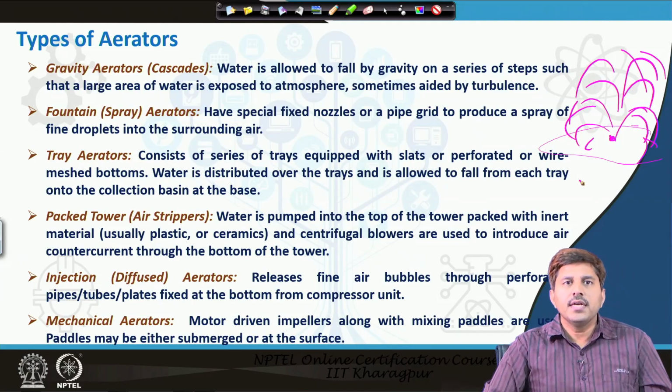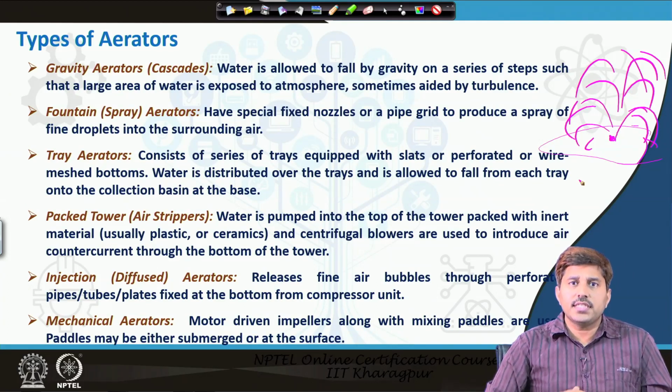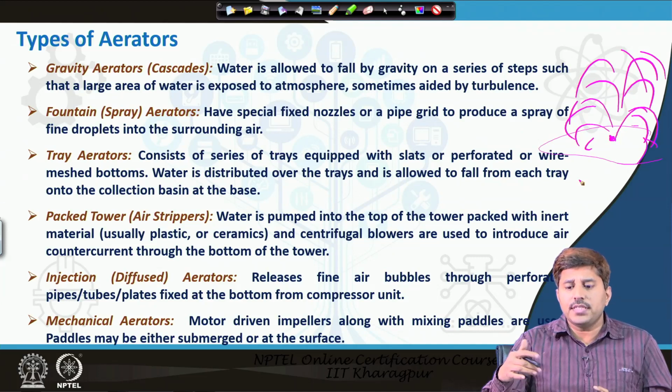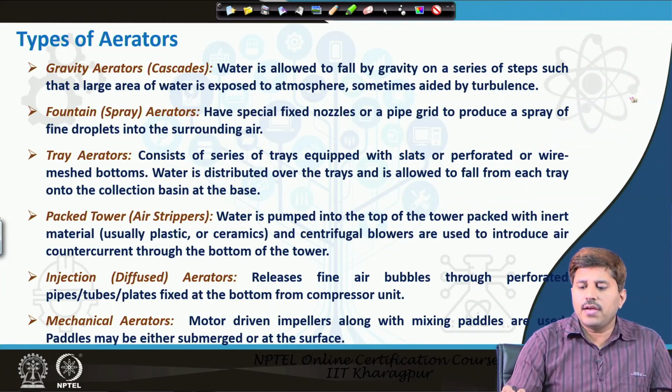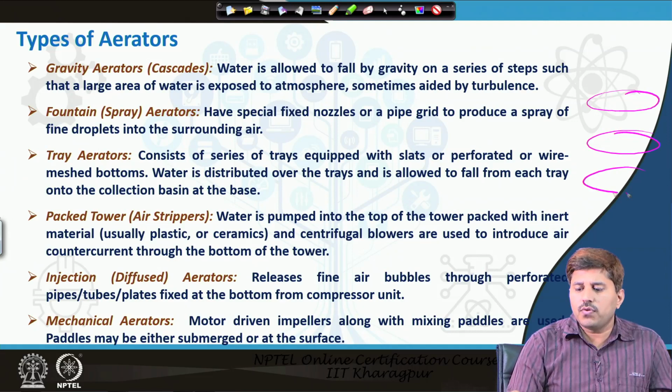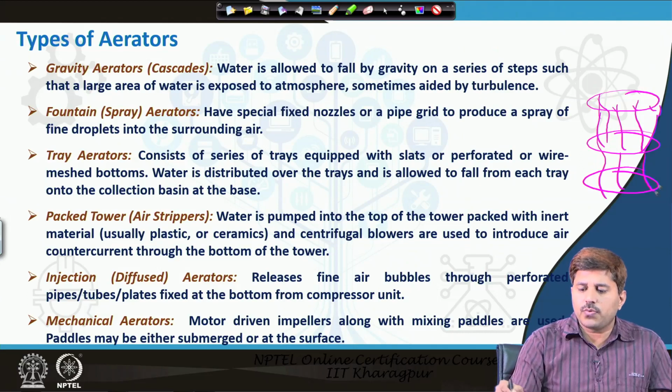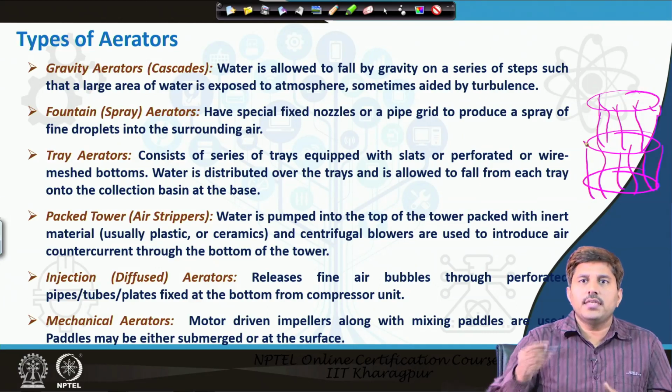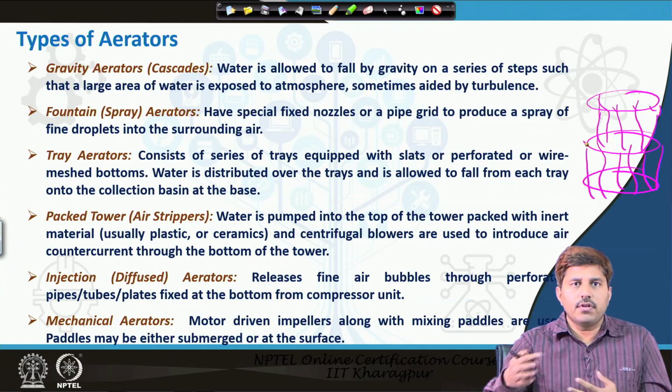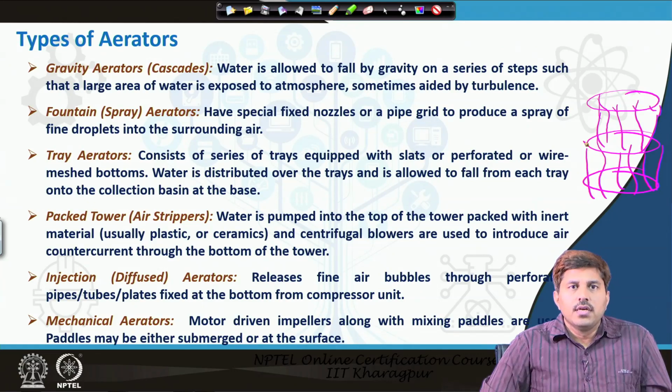Okay. Then there are tray aerators which consist of a series of trays. So, it will be like we have one tray over the other tray over the other tray, and then there will be perforations. So, water falls from one tray to the other tray, and in this process it acquires the oxygen. Okay. It again falls drop by drop.